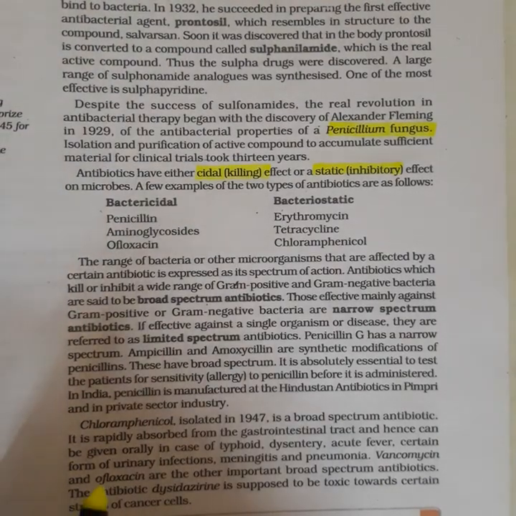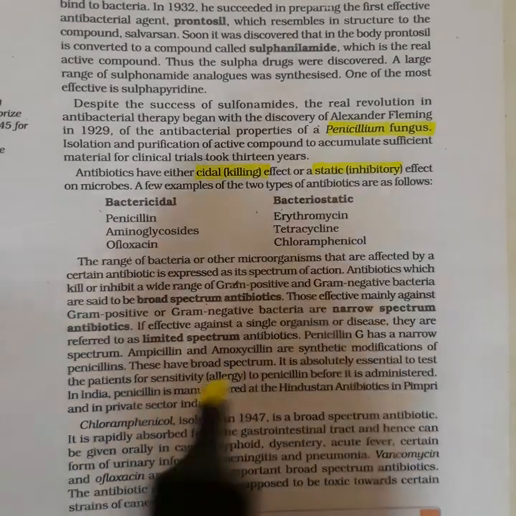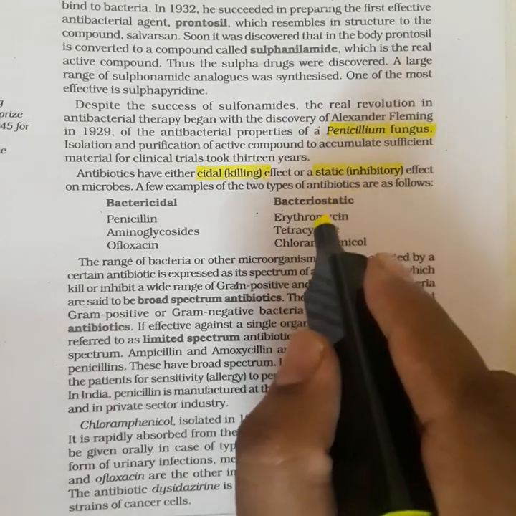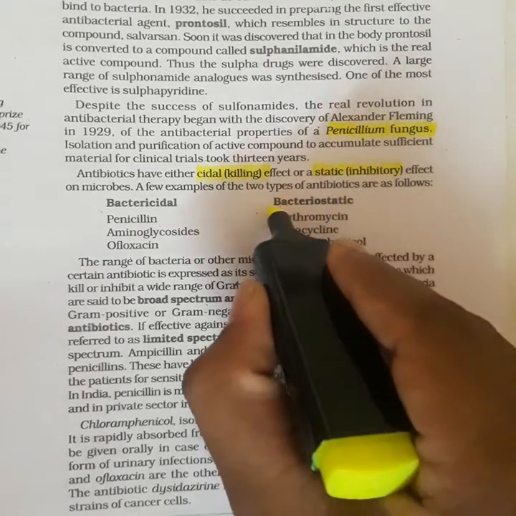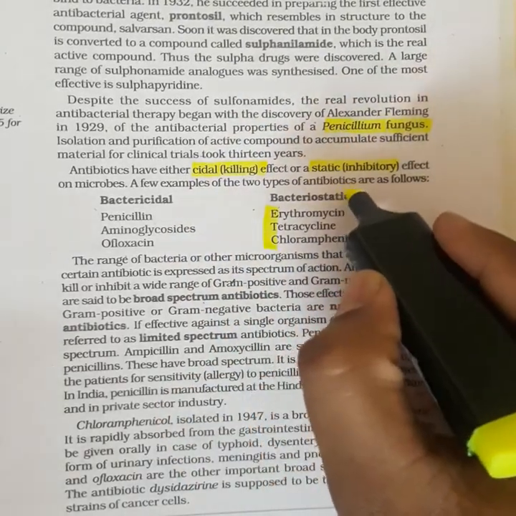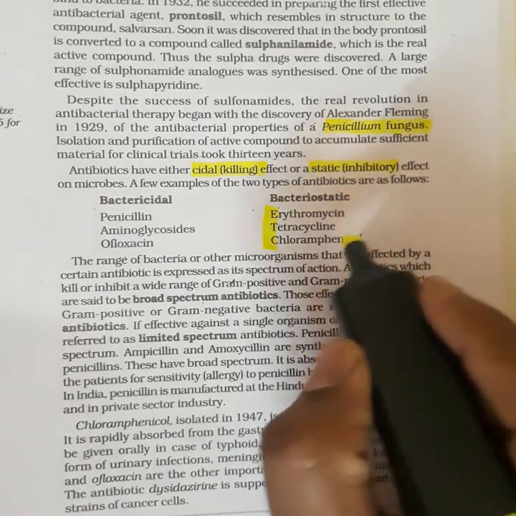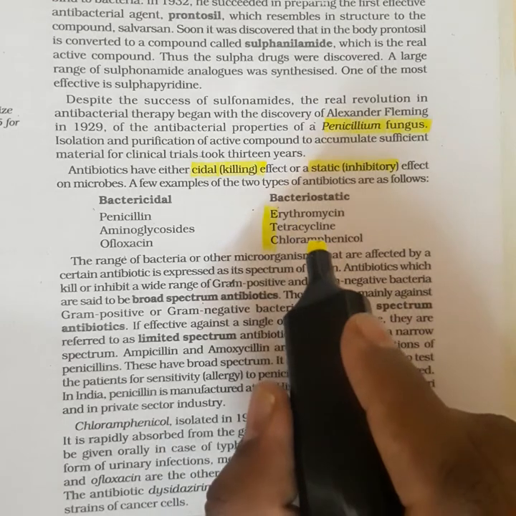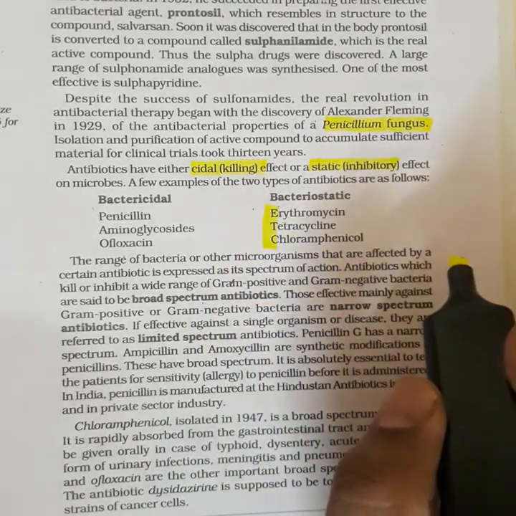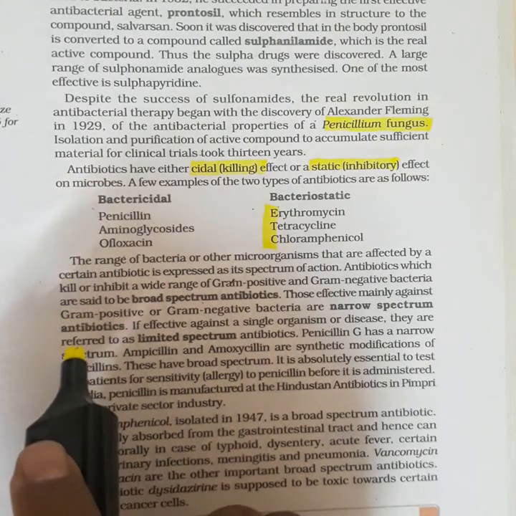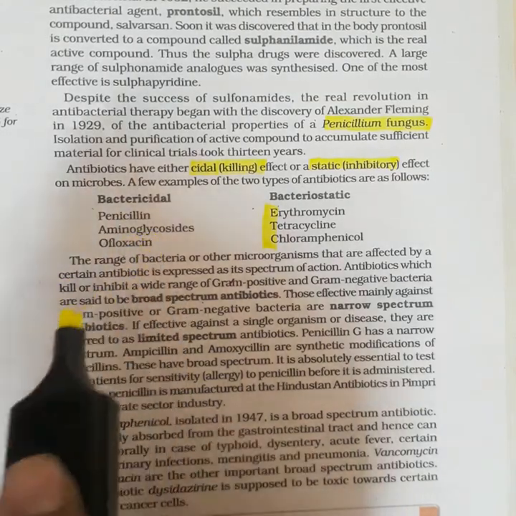Whereas the drugs like erythromycin, tetracycline and chloramphenicol are bacteriostatic. Remember ETC: in the word static, the ending is TIC, so static equals tic. Erythromycin, tetracycline and chloramphenicol are bacteriostatic in nature, whereas penicillin, aminoglycoside and ofloxacin are bactericidal in nature.